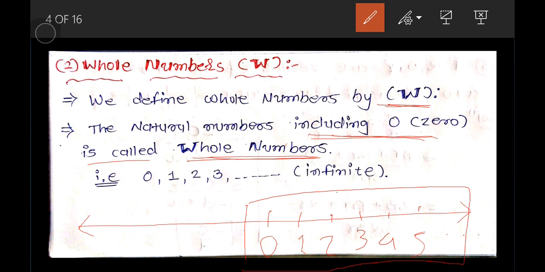What are the natural numbers? They are 1, 2, 3, 4, 5, 6 up to infinity. If we put 0 with this set, then it will be the whole numbers. So starting from 0, 1, 2, 3, 4, 5, 6 up to infinity, these are all known as whole numbers. This is about whole numbers.